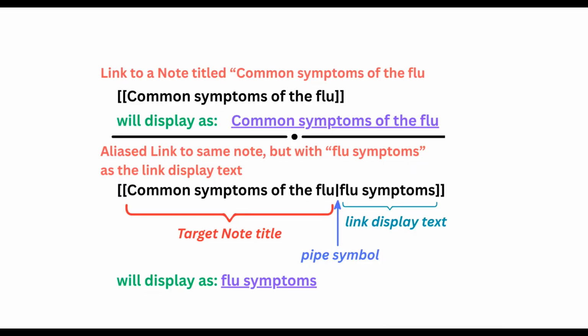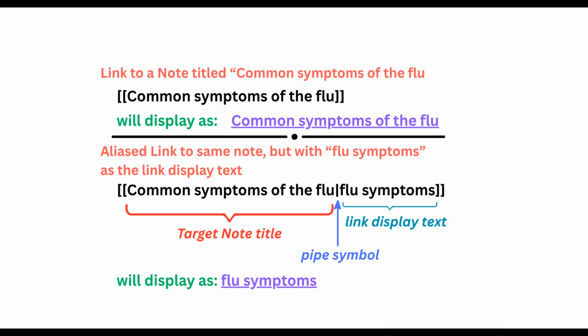Let's look at an actual example. Let's say that you want to link to a note, as we had in our vault, titled Common Symptoms of the Flu. If you create a straightforward link to this note, the text that will be displayed for this link will appear as Common Symptoms of the Flu. In other words, the exact title of that note is the text that is displayed for the link. But Common Symptoms of the Flu is a bit wordy, and you might want to make the link's display text more succinct, like simply flu symptoms. You can accomplish this by using an aliased link, as shown on screen.